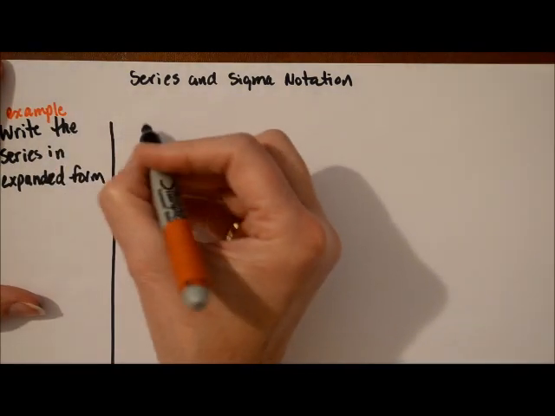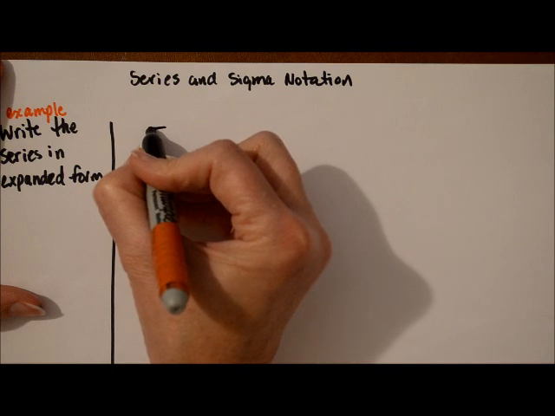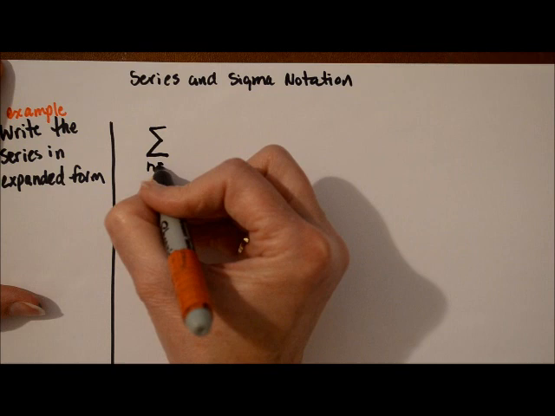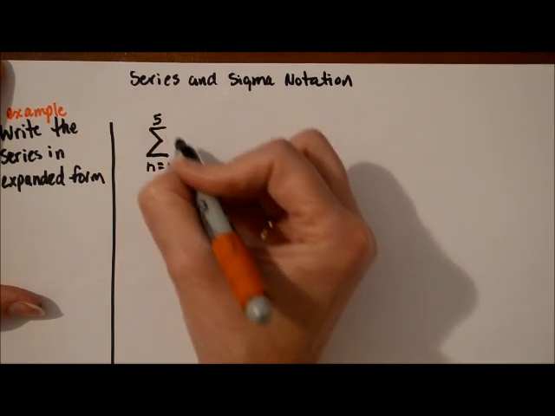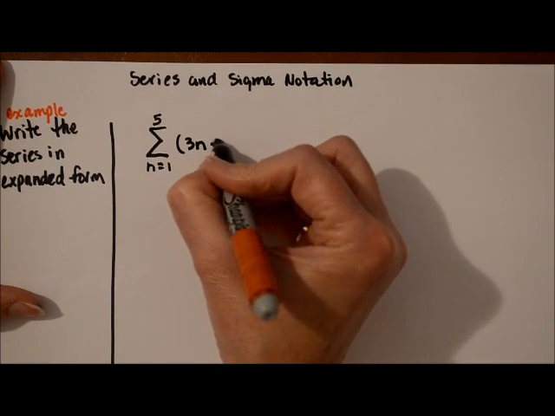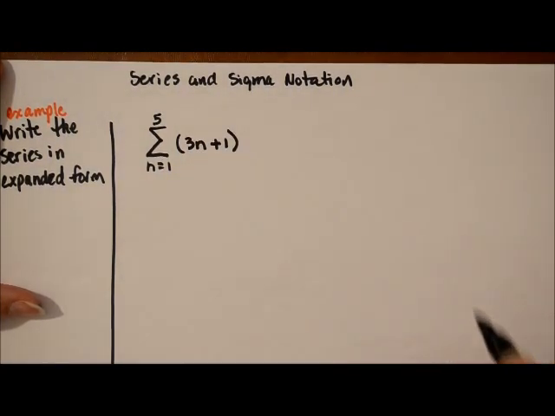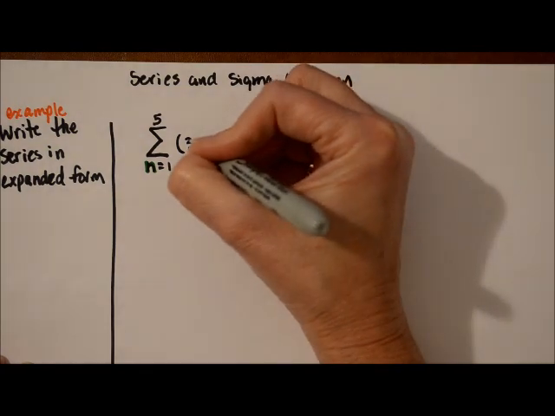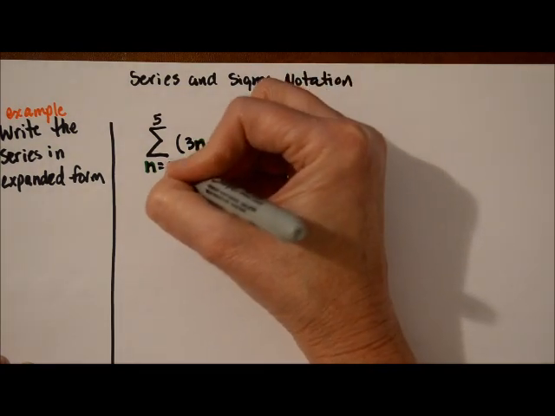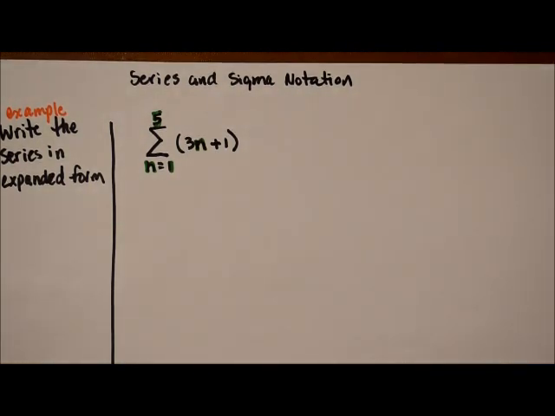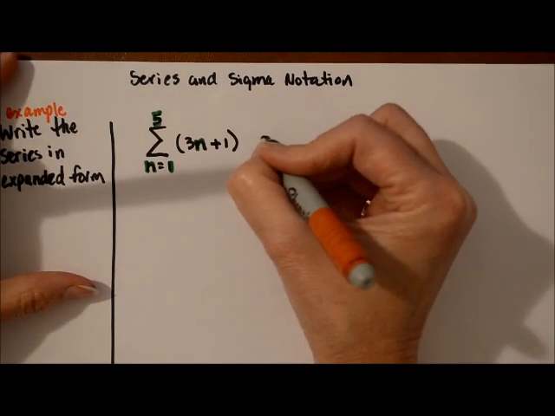When they say write the series in expanded form, that means they are going to give it to you in sigma form. So n equals 1 to 5. The formula is 3n plus 1. And they want you to write it in expanded form. So what you're going to do is this. You're going to take this n, I'm going to put it in green. Here it is in green. And I'm going to use 1 to 5. So here I go. It's going to look something like this.